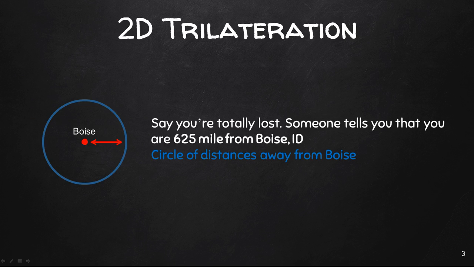So data from a single satellite pinpoints position to a large area of the Earth's surface. In this example, say you're totally lost. Someone tells you that you are 625 miles from Boise, Idaho. So that means you are somewhere within this blue circle. We don't know where, but you're somewhere in that.